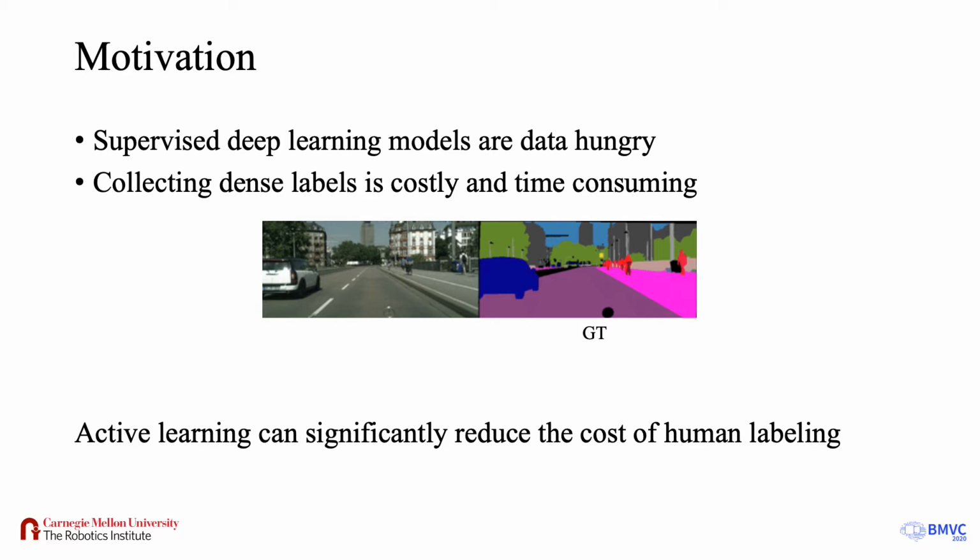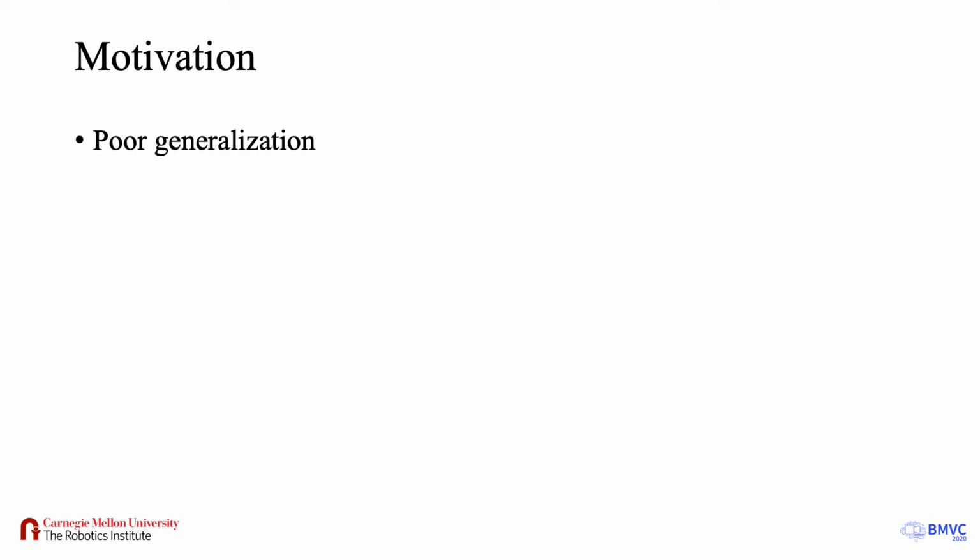It can significantly reduce the cost of human labeling by detecting and annotating the regions that reduce the uncertainty of the model the most. In this work, we improve the uncertainty measurement during the active learning process by using the horizontal flip inversion of the input image in addition to the input image.